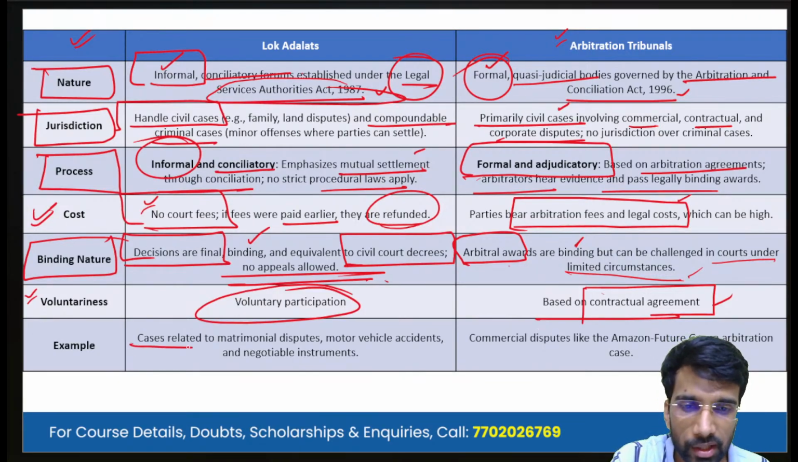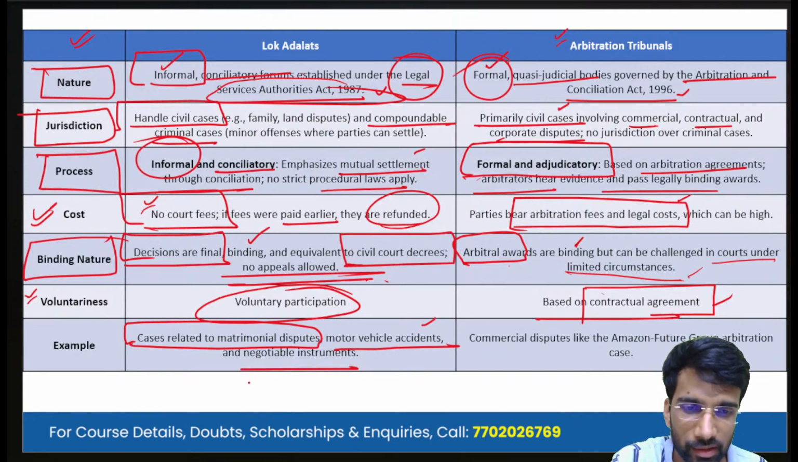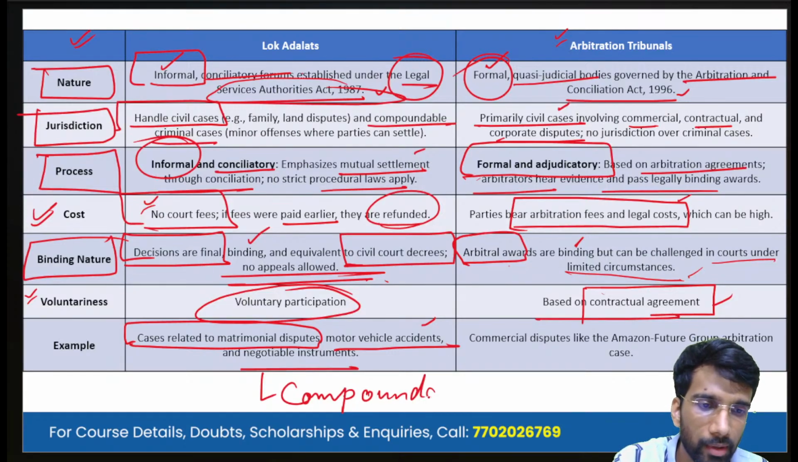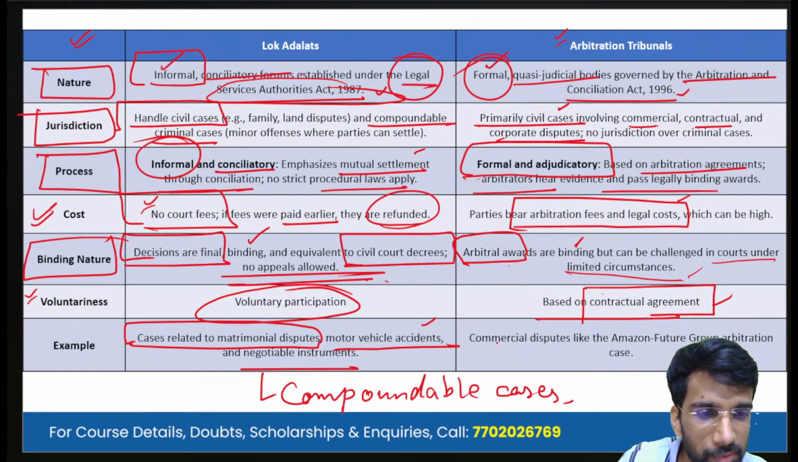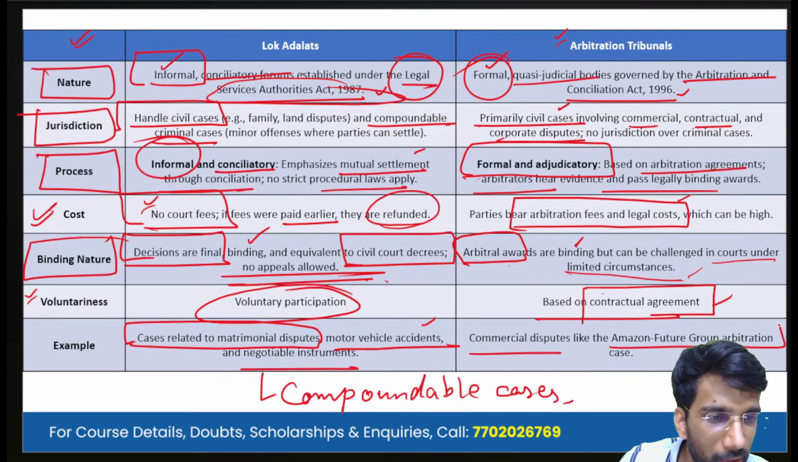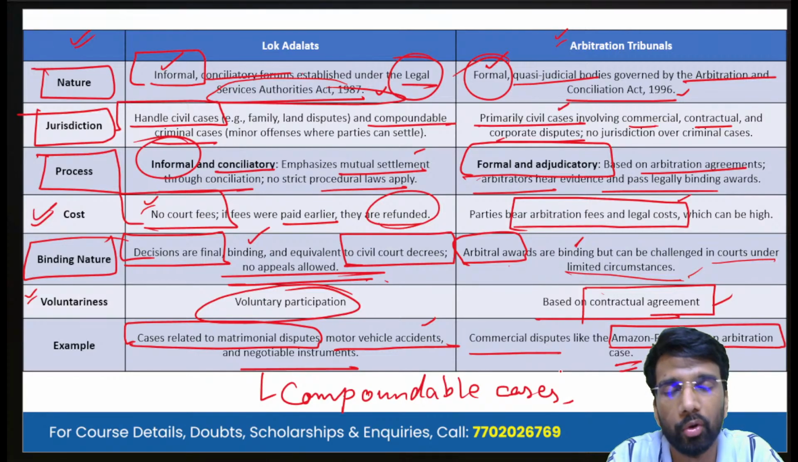Examples are cases related to matrimonial disputes, so husband and wife, or family disputes, motor vehicle accident cases, and negotiable instruments. That is the compoundable cases. In arbitration tribunals, commercial disputes like the Amazon Future Group arbitration case that unfolded during the COVID time are examples of the cases in the arbitration tribunals.